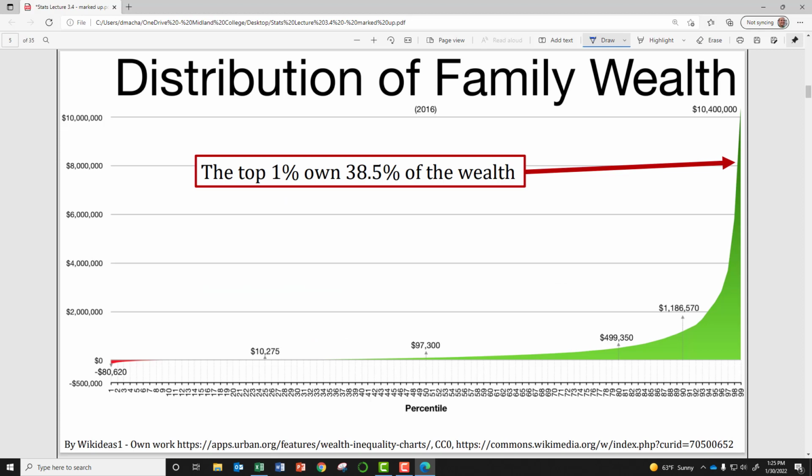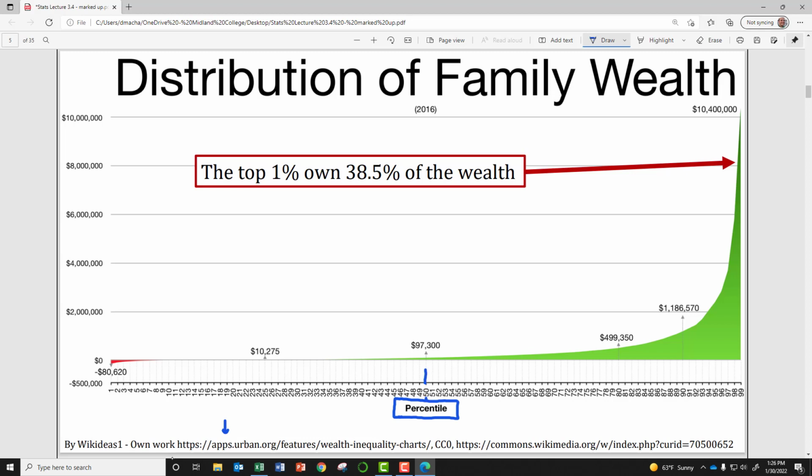Here we have a little graphic that I want to explain so that I can use it as an example in a moment. It's a distribution of family wealth that I got off of some website a while back. Here's the link if you want to see my source cited. This is the distribution of family wealth in the United States as of 2016, it looks like. And notice the x-axis, probably the reason I included this is because the x-axis is in percentile. The median would be the 50th percentile.